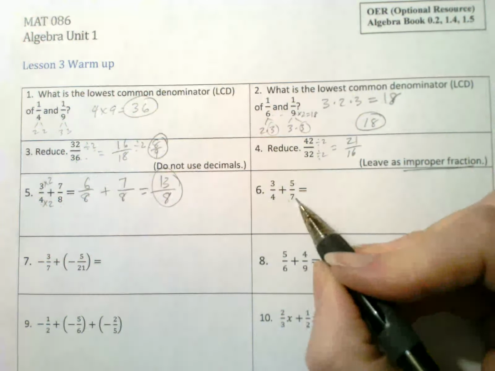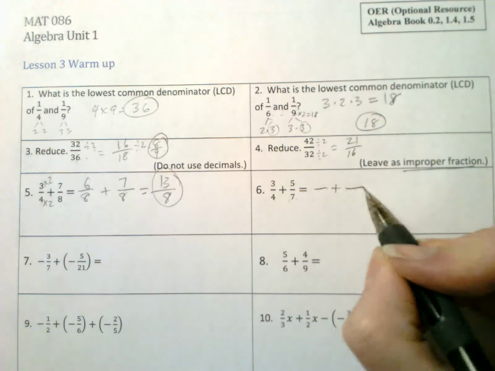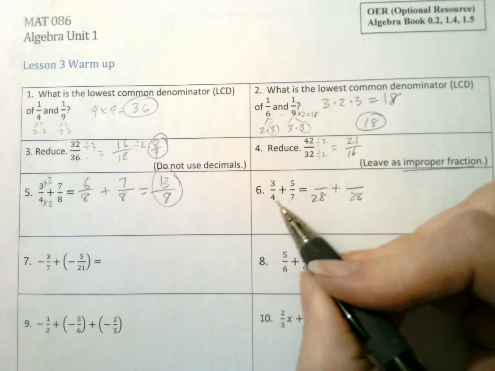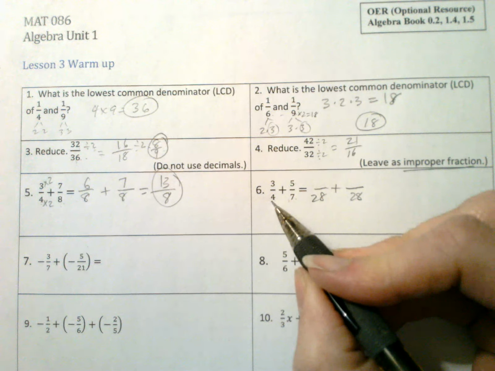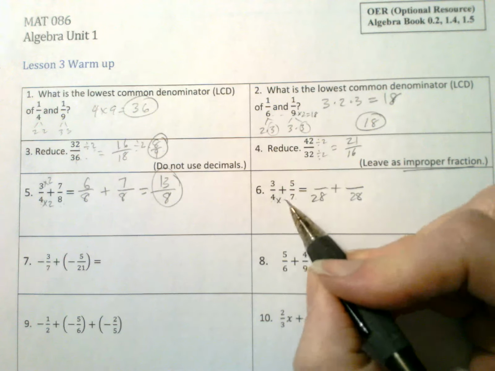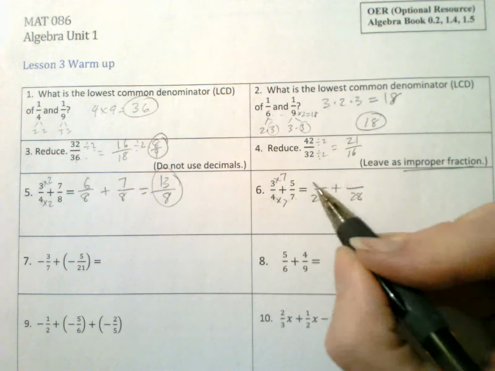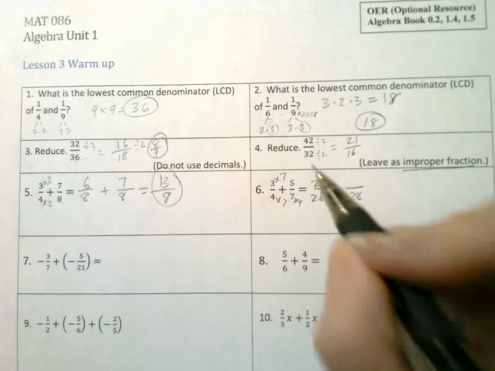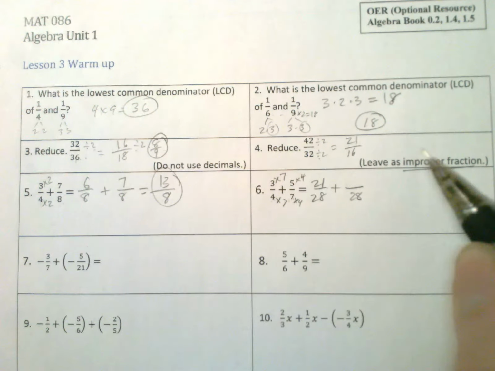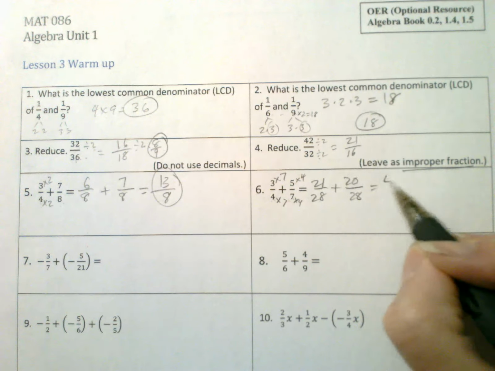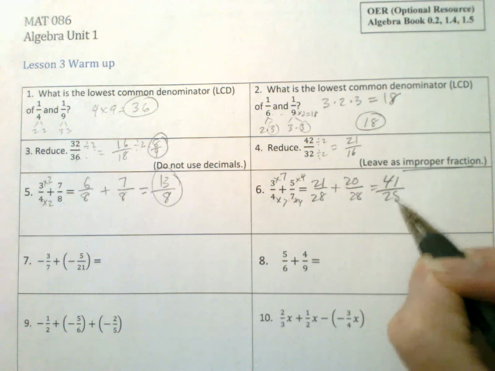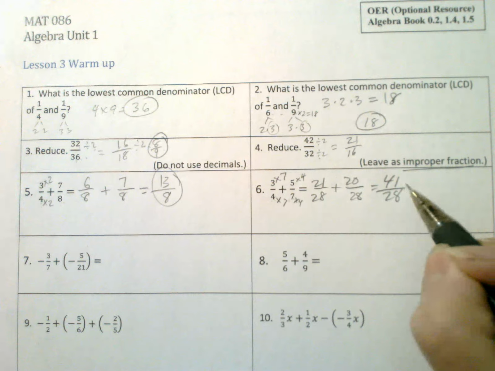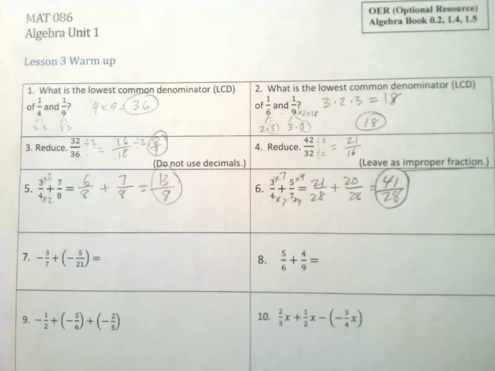4 and 7 are your denominators. They have no factors in common, therefore you multiply them together to get an LCD. And then 4 goes into 28 7 times. So that's 21, and 7 goes into 48 4 times. You know what I mean? And that's a 20. So that is 41 over 28. And they have no factors in common, so that's your final answer.